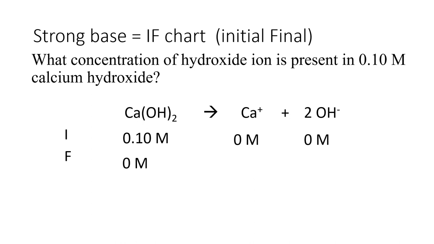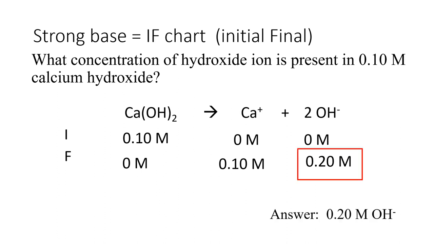For my final concentration of calcium and hydroxide, we have a 1 to 2 ratio. So we're going to get 0.1 for the calcium. It's a 1:1 calcium ion. And double that, 2 times 0.1, will be your 0.2 molar concentration of hydroxide. So again, here's our answer. What's my answer? 0.20 molar hydroxide concentration.